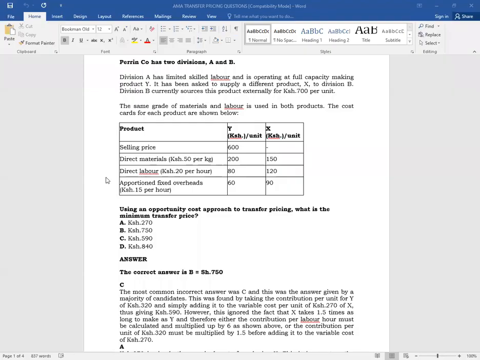So they have told me here, division A has limited skilled labor. So I would want you to tell me how many hours we need to produce Y and how many hours we need to produce X. Can somebody divide this 80 by 20 and then divide 120 by 20?